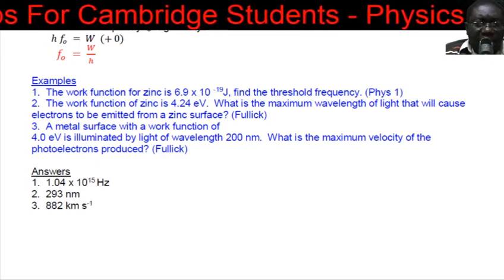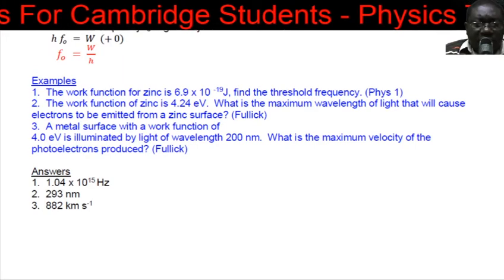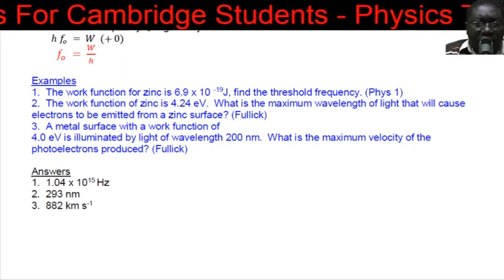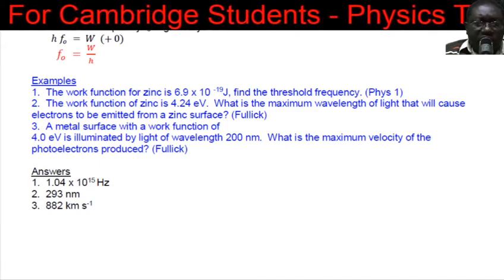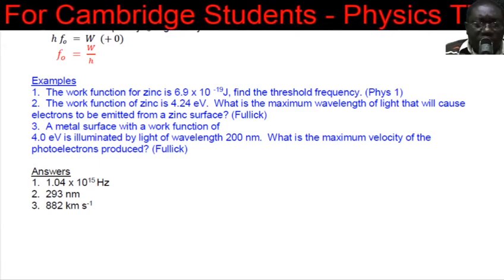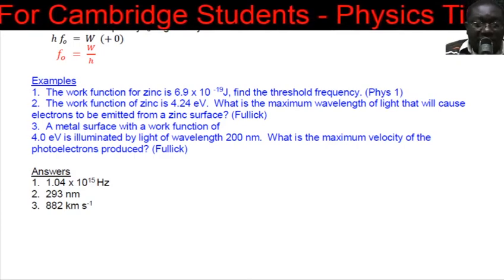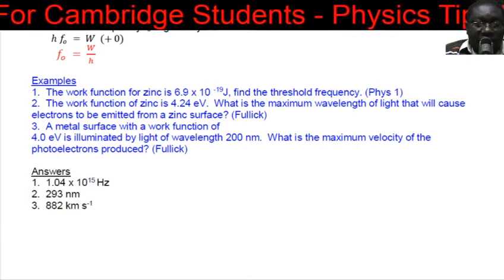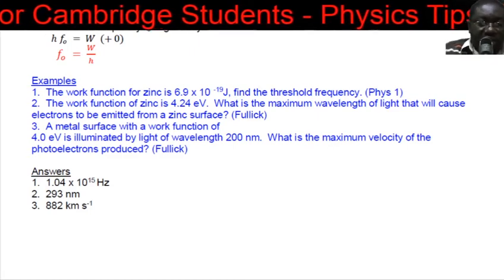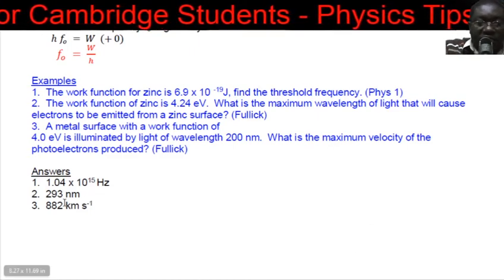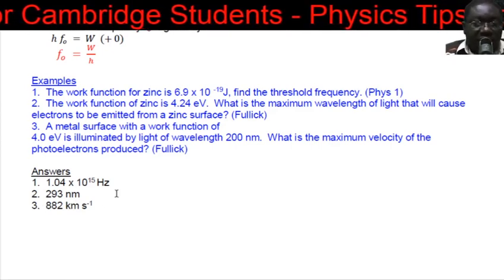Number 2: the work function of zinc is 4.24 eV. What is the maximum wavelength of light that can cause electrons to be emitted from a zinc surface? First of all, convert the eV to joules by multiplying by 1.6 times 10 to the power of minus 19, and then you divide by h to find lambda. Just check that you get the answer that is written there, 293 nanometers. If not, then let me know in the comments.